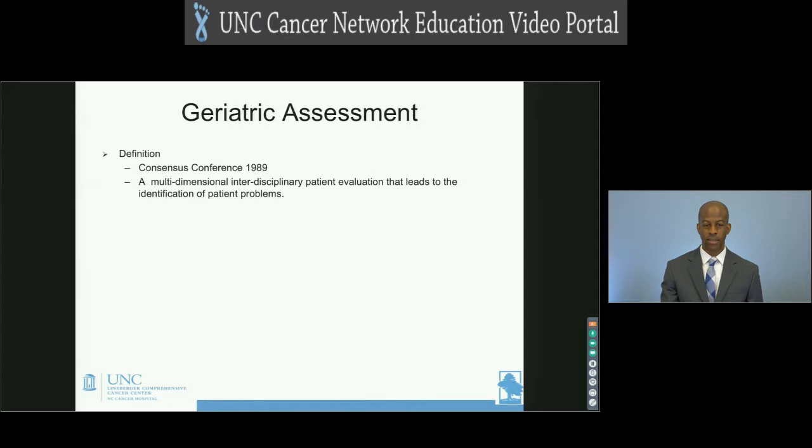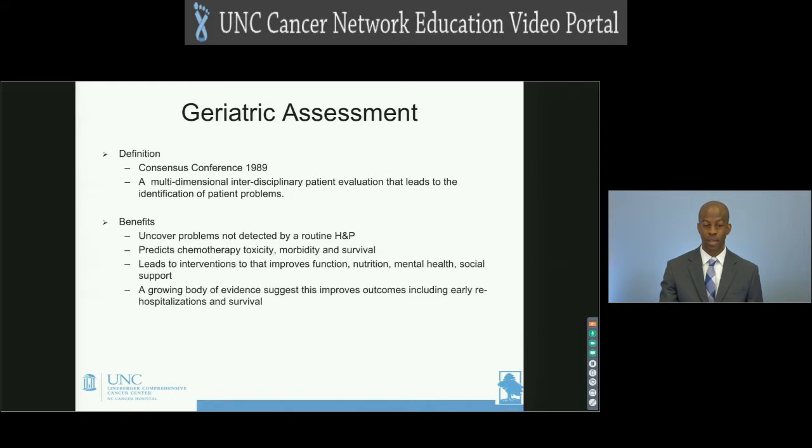So what is a geriatric assessment? Again, the consensus statement defined it as a multidimensional, interdisciplinary patient evaluation that leads to identification of the patient's problems. The benefits of doing one is that it can uncover problems that are not detected by a routine history and physical. It can predict things like chemotherapy toxicity, morbidity, survival, and lead to interventions that improve function, nutrition, mental health, social support. And there's a growing body of evidence that it can actually improve outcomes such as early hospitalizations and survival in older cancer patients.